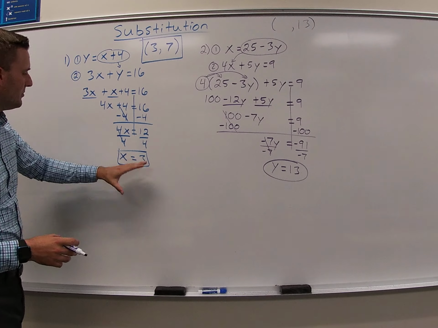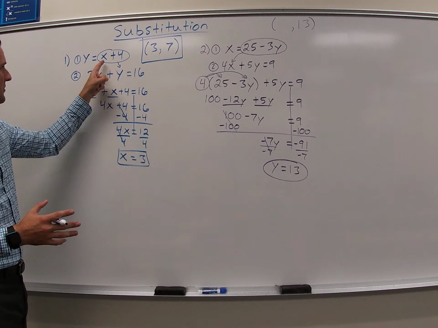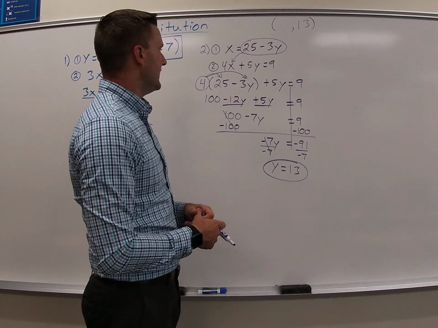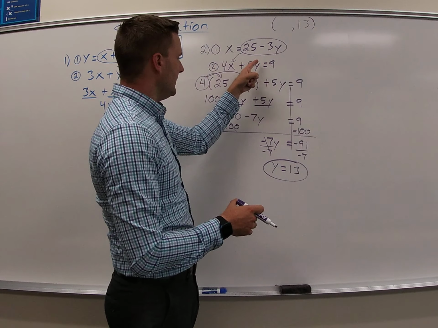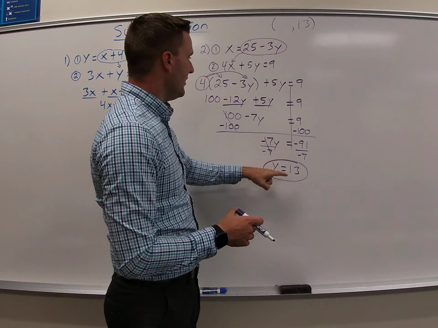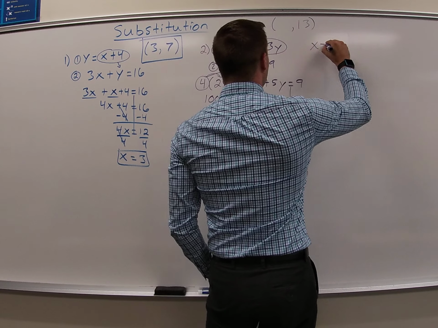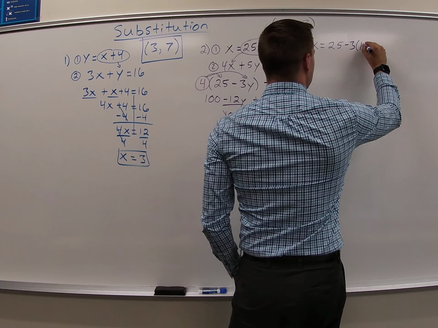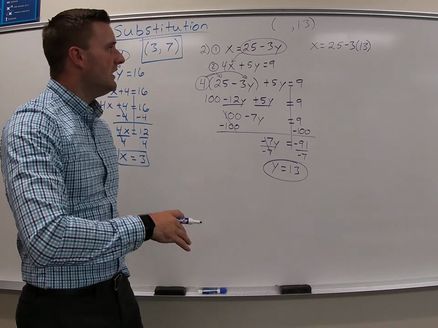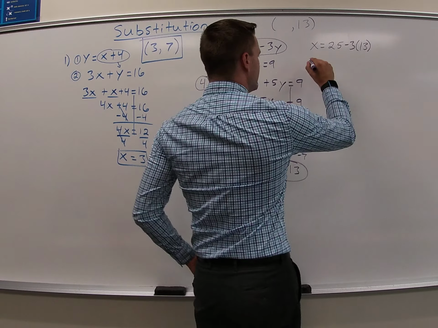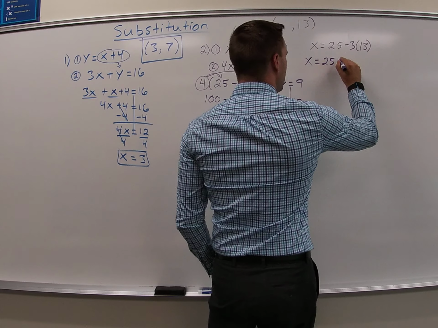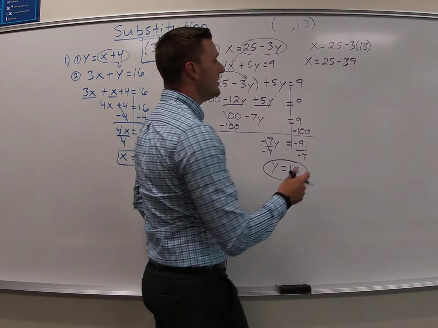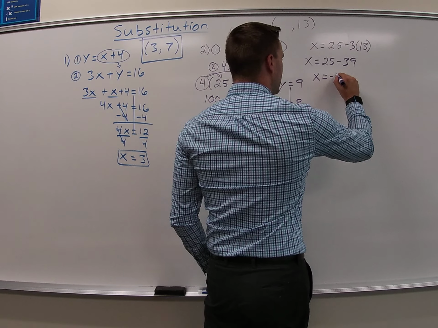We did that in our head over here because we had lower numbers, and so it was easier to deal with. 3 plus 4 in our head, not too bad. But dealing with 13, let's go ahead and write it out so you guys can see. I'm going to take the information from line 1, and replace where I have a y with 13. So instead of x equals 25 minus 3y, I get x equals 25 minus 3 times 13. Now, 3 times 13 is 39. So x equals 25 minus 39. What is 25 minus 39? That is going to be a negative 14. So x equals negative 14.